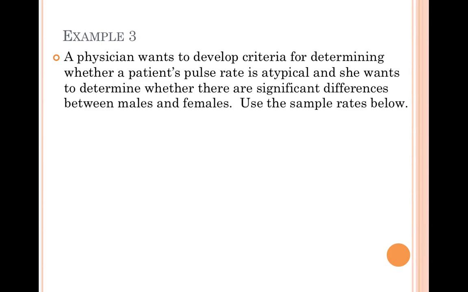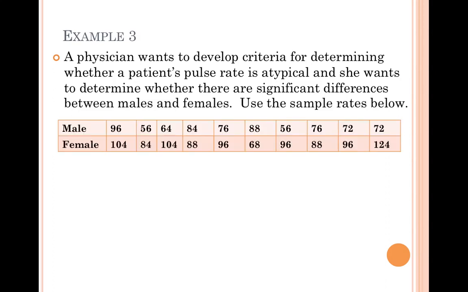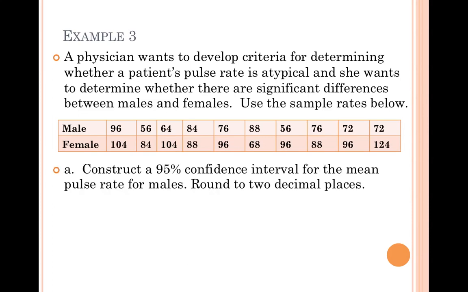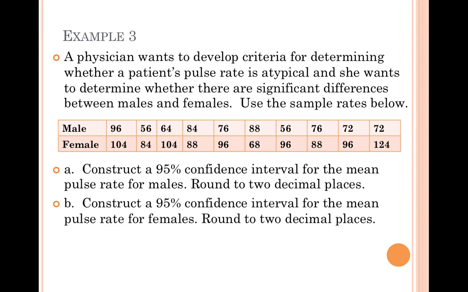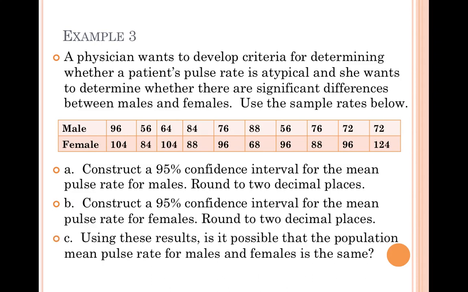A physician wants to develop criteria for determining whether a patient's pulse rate is atypical, and she wants to determine whether there are significant differences between males and females, using the sample rates below. So we have pulse rates for males and pulse rates for females. Construct a 95% confidence interval for the mean pulse rate for males, round to 2 decimal places. Construct a 95% confidence interval for the mean pulse rate for females, round to 2 decimal places. Using these results, is it possible that the population mean pulse rate for males and females is the same?